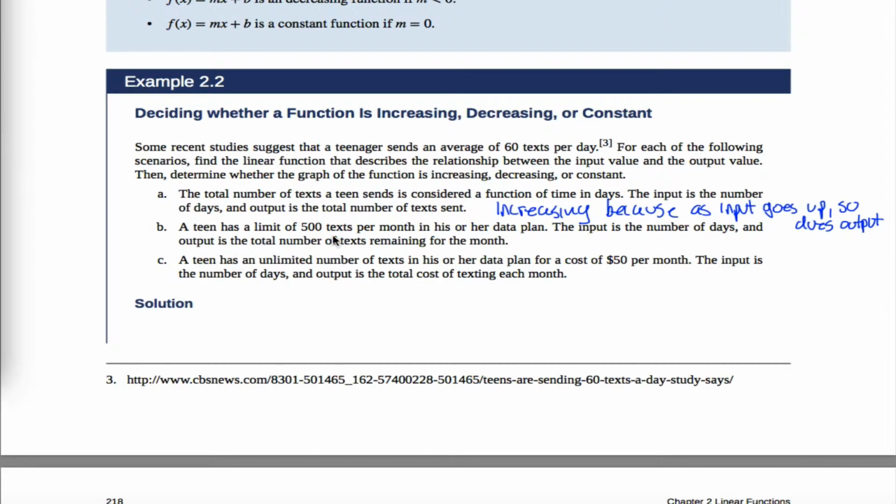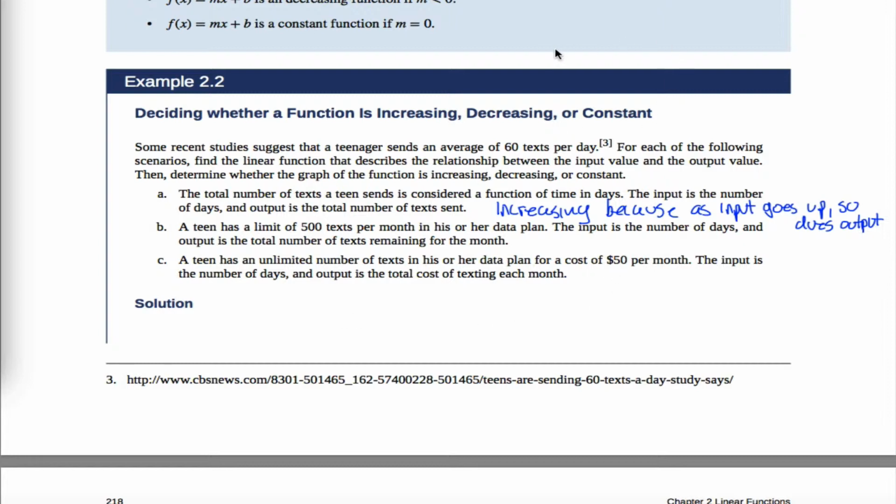Okay, so the second one here, a teen has a total of 500 texts per month in his or her data plan. The input is the number of days, and the output is how many texts are remaining for that month. You could again write it as a linear function. When time is 0, you have 500 texts remaining, but then every day you use up some texts, so you have less and less remaining. So my linear function would be the 500 that I start out with minus 60 times x, where x is the number of days, because each day I lose 60.